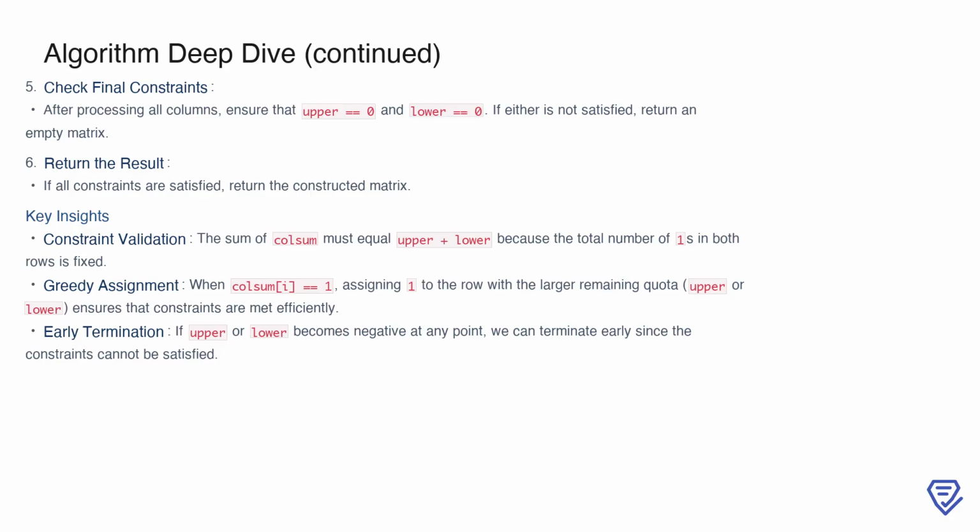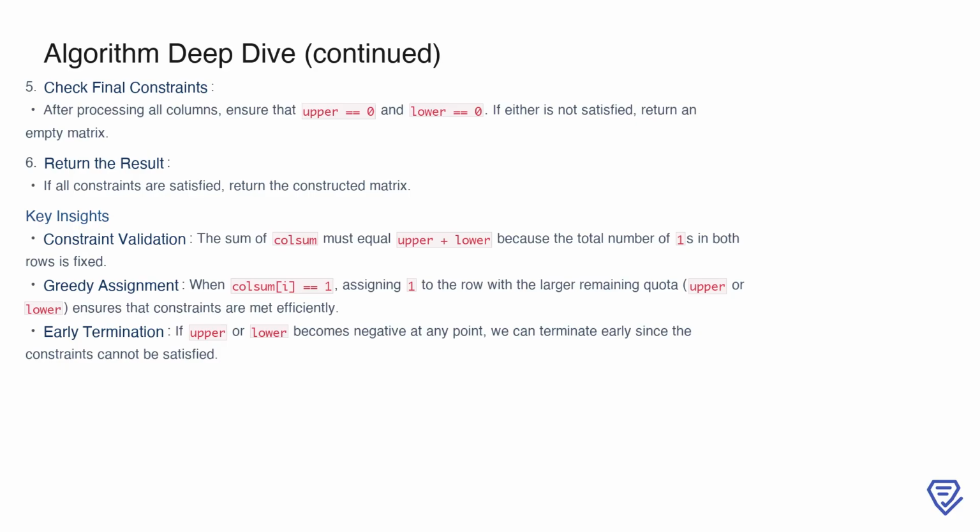After processing all columns, we need to verify the final constraints. Specifically, we check if both upper and lower have been reduced to 0. This ensures that the required number of 1s has been placed in each row. If either upper or lower is not 0, it means the constraints couldn't be satisfied, and we return an empty matrix. However, if all constraints are met, we return the constructed matrix as the final result.